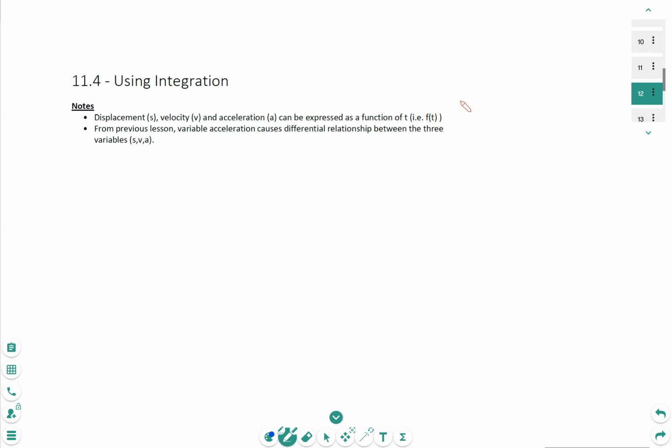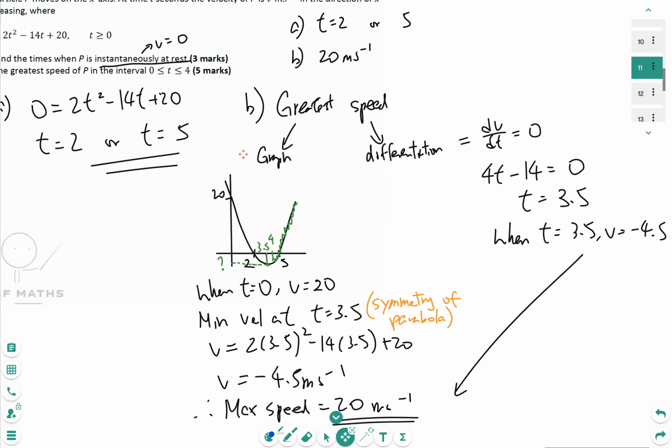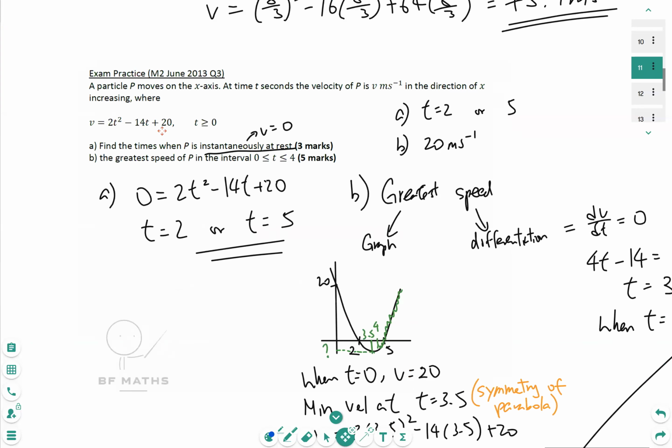We know v equals u plus at, s equals ut plus half at squared. They are all functions of time, or it could even be written as a quadratic or cubic equation like this one: v equals 2t squared minus 14t plus 20. So it's not only bound to kinematics formulae like v equals u plus at, even though they could be a function of time. However, what we're looking at here is more like real life, a curve, rather than constant acceleration, a straight line.